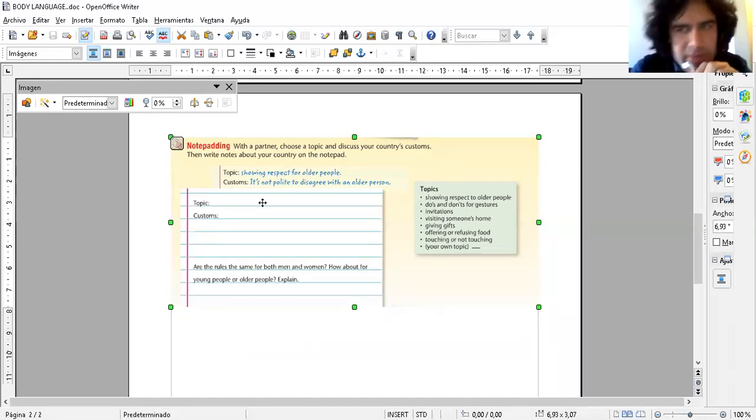Antes nos tocaba saludar primero a los mayores y luego al resto. So, check, ¿no? Lo ponen ahí, ¿qué tema? Do's and don'ts for gesture, qué se debe y qué no se debe hacer para gestos. Invitations, una invitación. Si alguien va a visitar la casa de alguien, como es en Colombia. Giving gifts, cómo se dan los regalos. Offering or refusing food. Touching or not touching, tocar o no tocar a la persona por la primera vez que la conoce, etc. O si no está ahí el tema, the topic is not there, bring one. Traen uno, algo que en Colombia sea costumbre, tradición, ¿ok?